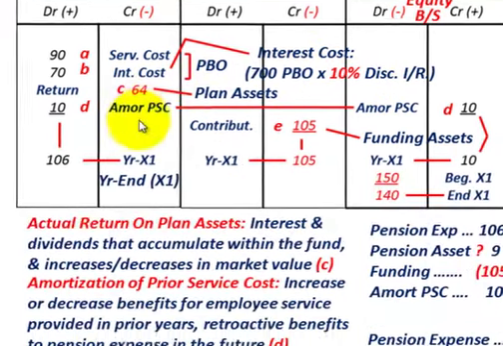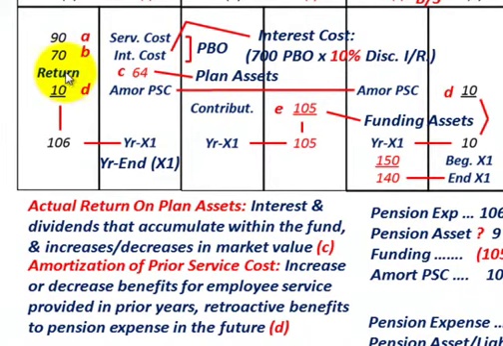And then moving down, we're going to have a return, and what we're going to be looking at is the actual return on the plan assets. That would be like the interest and dividends that accumulate within the fund, and it would also be any increases or decreases in the market value of any stocks and bonds and so forth that we're holding. So that would be a return. I'm showing it as a reduction to our pension expense. In this case, we actually earn something on our investment.